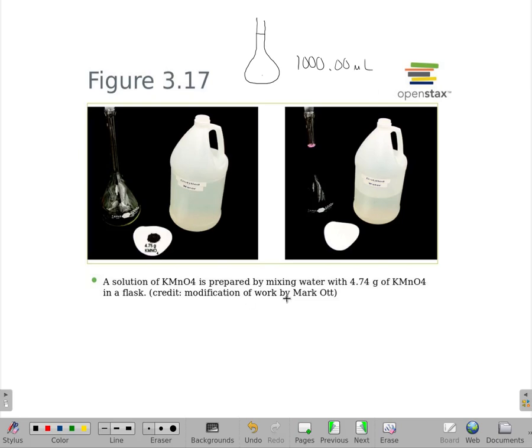All right, so let's figure out what this concentration would be. So we would take that 4.74 grams of KMnO4, and we need to turn it into moles because the concentration we're dealing with is molarity. So I need the molecular weight of KMnO4. I'm going to put that over here. So there's 1 potassium. Potassium has a weight of 39.10. There is 1 manganese, and manganese has a molecular weight of 54.94. And there are 4 oxygens and a molecular weight of 16.00.